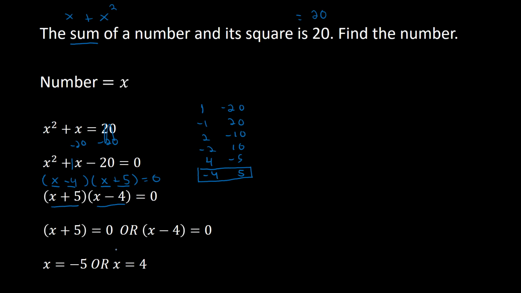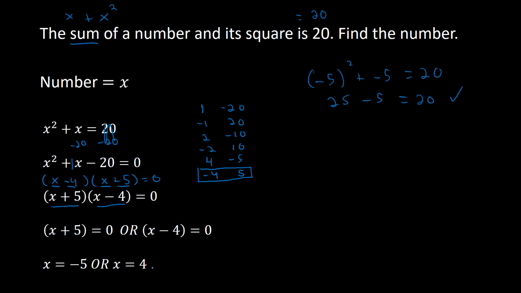Well, the sum of a number and its square, if we take negative 5 and square it, and then add that with the number, does that equal 20? Well, yes, 25 plus a negative 5 equals 20. That is true. So that one works.